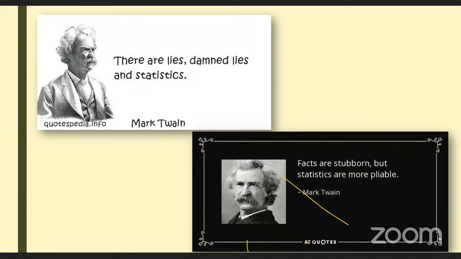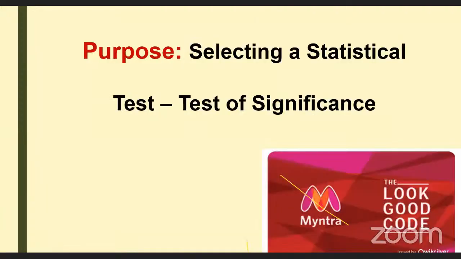With this introduction, the purpose of this lecture is selecting a statistical test or test of significance. You can see the picture over here. I've given you a picture of Myntra, the look good code. All of you must have done online shopping. We were not used to online shopping before the COVID era, but after the COVID era, we all have started online shopping.